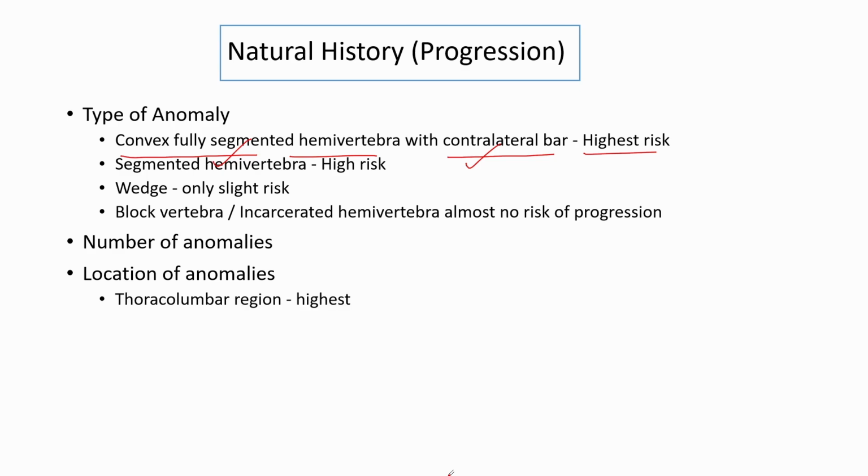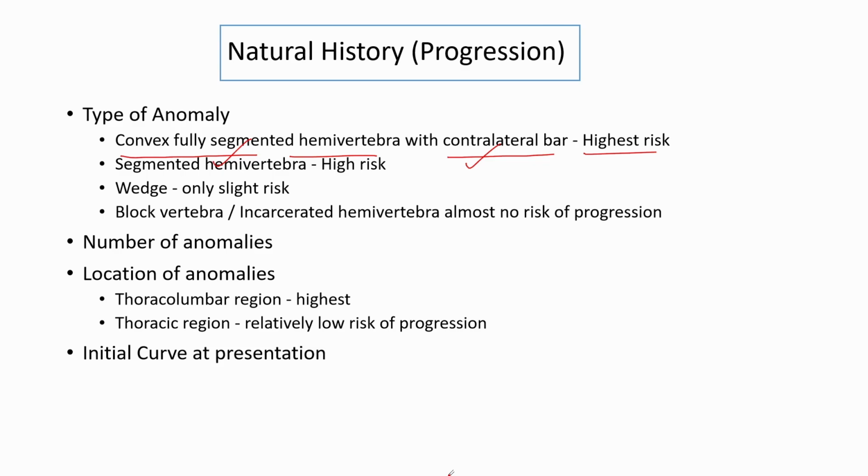The thoracolumbar region has the highest risk of progression, and the thoracic region has a relatively low risk of progression. The initial curve at presentation has an effect on the progression, with a higher initial curve having a higher chance of progression. The global growth potential of each side of the spine also influences the progression of deformity, with a higher growth potential remaining, leading to a higher progression of the deformity.